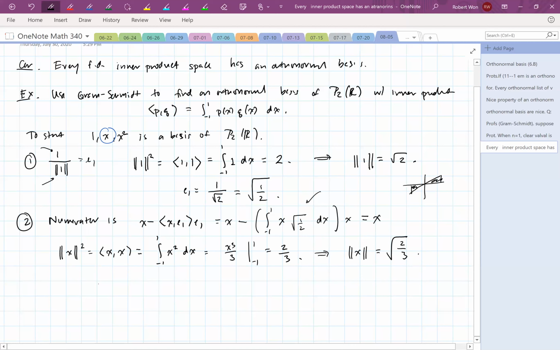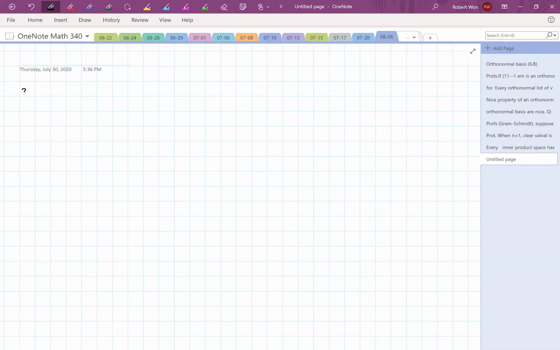So E2 is going to be x divided by the square root of 2/3, which your book writes as the square root of 3/2 times x. Which I agree, that's a better way to write it. Okay, third vector. Again, what you do is you take x squared and you subtract off x squared inner product with E1 times E1 minus x squared inner product with E2 times E2. This is the numerator, I should say. After this, we'll have to figure out the norm.